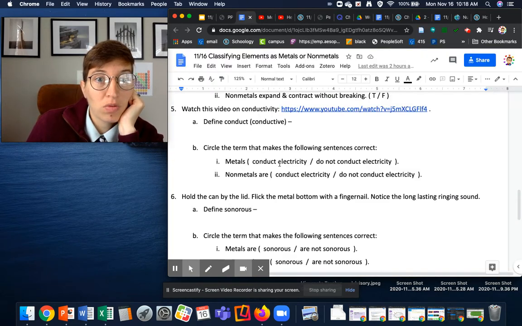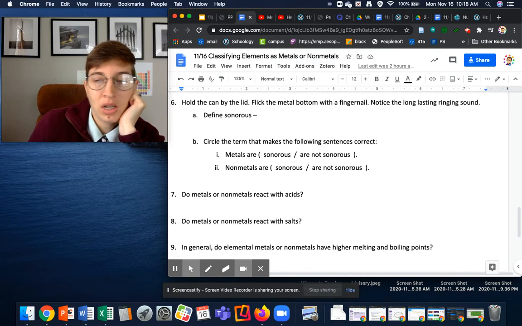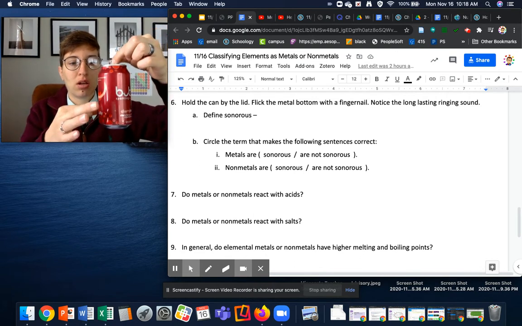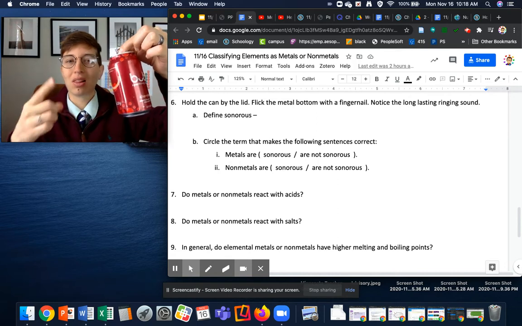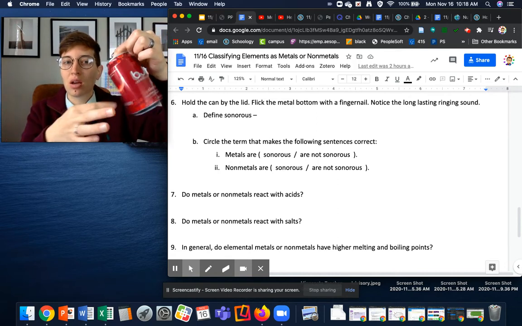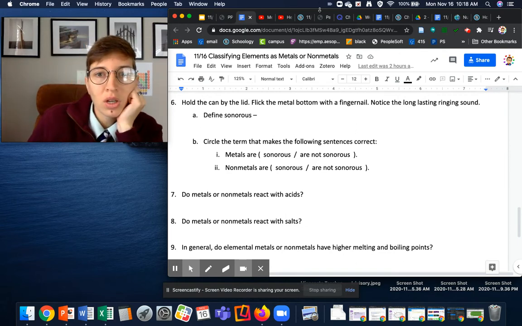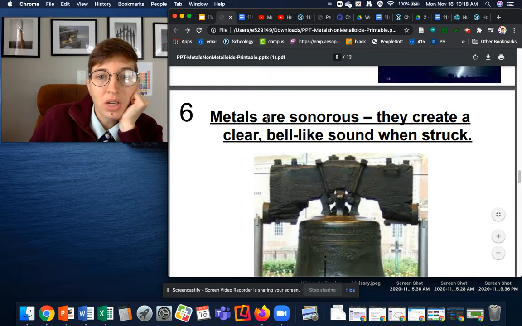So that proves our answer for B. Okay. So in this one it says, hold the can by the lid, and when you flick the metal bottom, it lasts a while. You hear a ringing sound. Okay. So it's like a bell. Okay, metals are sonorous. Sonorous means they create a clear bell-like sound when struck.